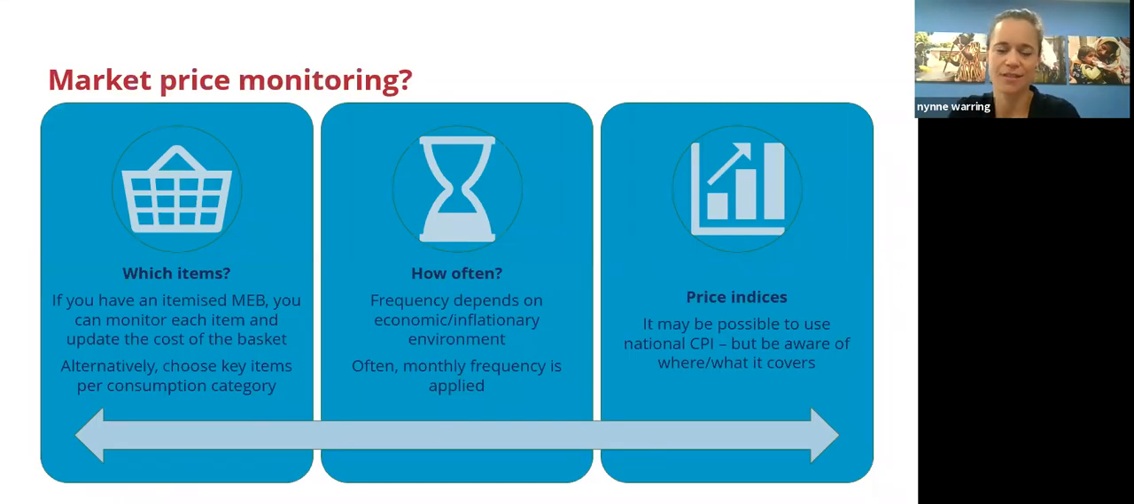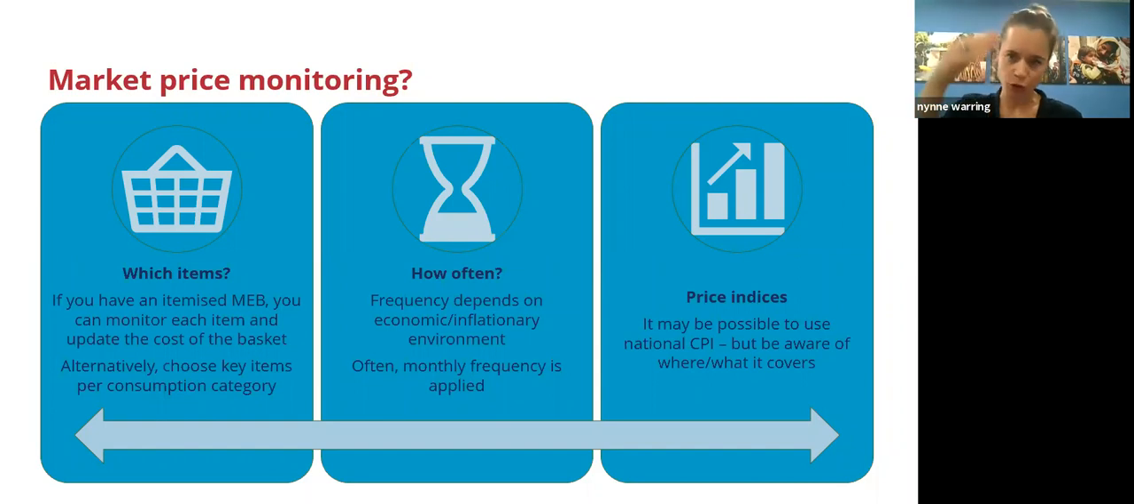Just a couple of points on this. So which items do you need to monitor? Again, it really depends on what's in your MEB and what's relevant consumption items for the people that this MEB has been constructed for. If you have an MEB that is itemized, meaning the MEB has every item that goes in it specified, and if you have the bandwidth for it, you monitor all of those items and you simply update the price of that MEB once you have updated prices.